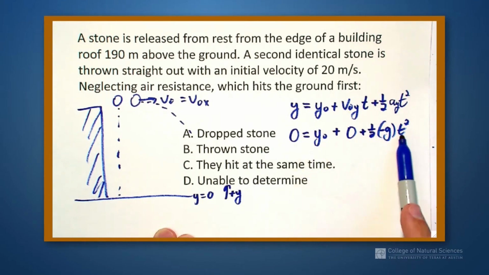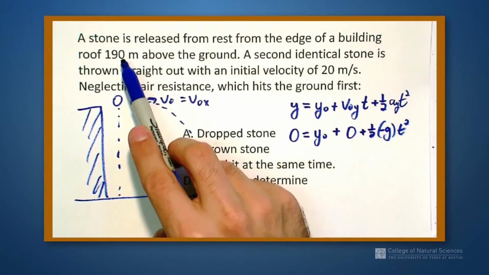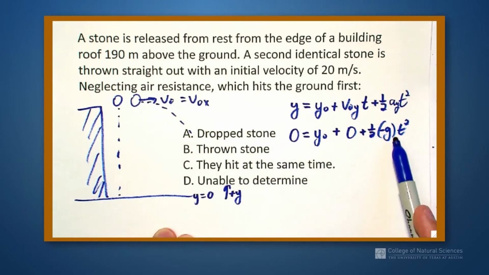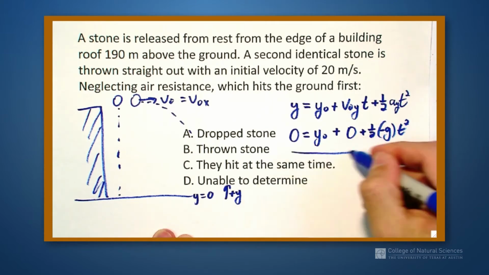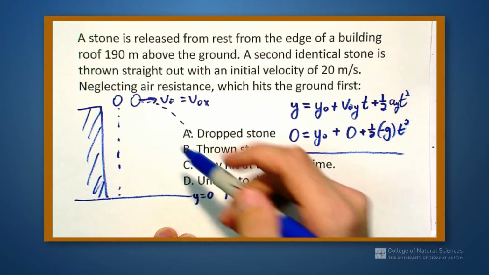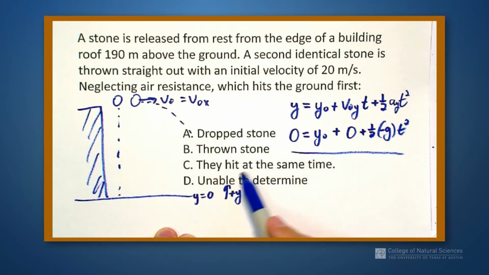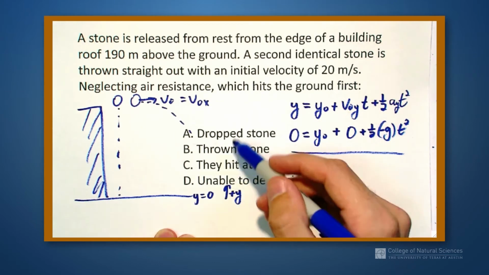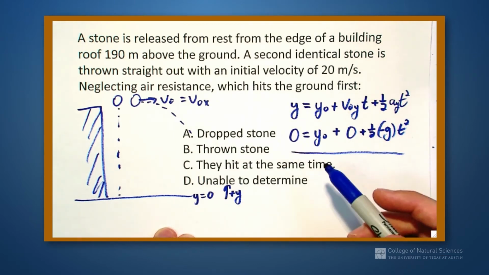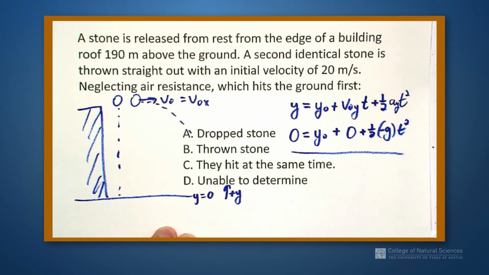Well, I could go ahead and solve for this. I know y naught, that's 190 meters. I know g, about 10 meters per second squared, so I can solve for time. However, at this point, I'm going to just stop and save myself an extra line or two of work and move over to the other one, because I don't care how long it takes. I just want to see which one takes longer. And hopefully this equation compared to the other one will give me enough information.